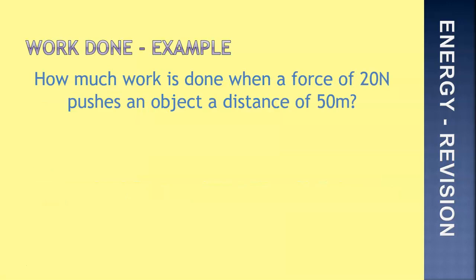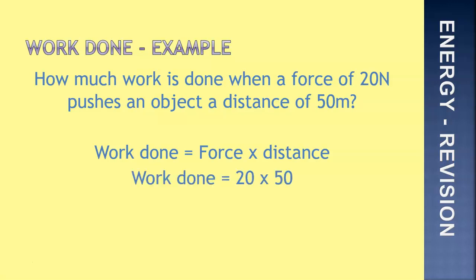Okay, work done. How much work is done when a force of 20 newtons pushes an object a distance of 50 meters? Well, from our equations we can see work done equals force times distance. In this case our force is 20 and our distance is 50. So it's really simple. Work done is 20 times 50. Gives us 1000 joules.